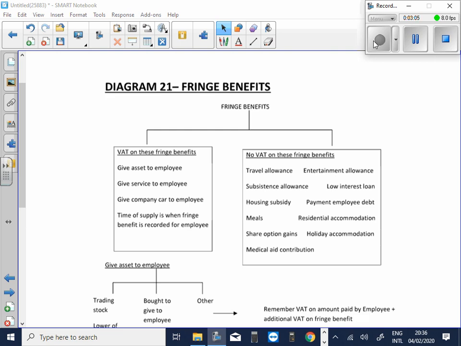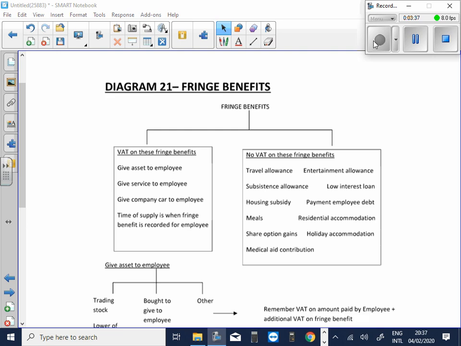Holiday accommodation, entertainment, medical aid contribution. No, it's actually a financial service, medical aid. It's defined as a financial service. So you see any of those guys, and you give that to any of your employees, there's no VAT. These, there's VAT on. So let's just go through. Give an asset to an employee, VAT, that's fine. Two, give a service to an employee. I'm giving something, a supply of goods or services to an employee, VAT.